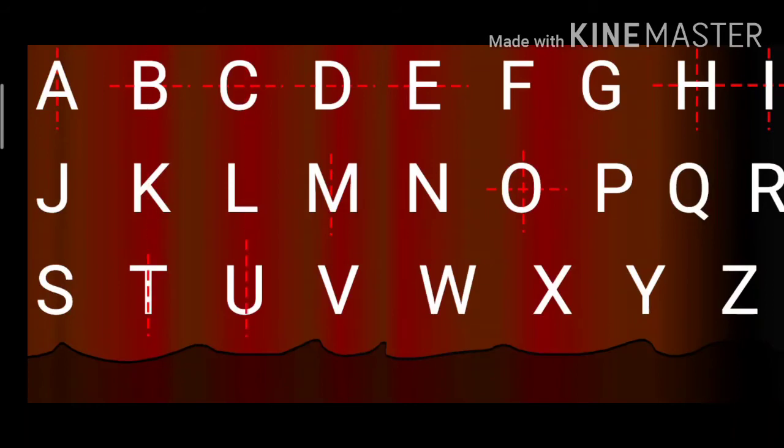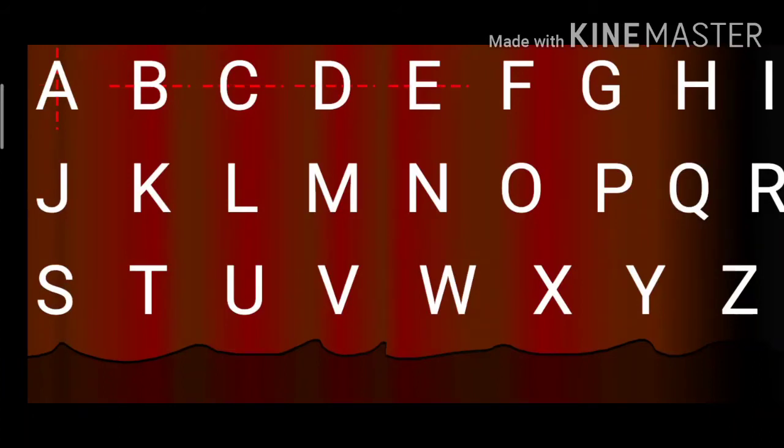So, for revision of lines of symmetry in the English alphabet from letter A to Z, now I want to repeat once again firstly how many lines of symmetry are there in each letter. Try to remember the number of lines of symmetry in each letter because it is most important for you.